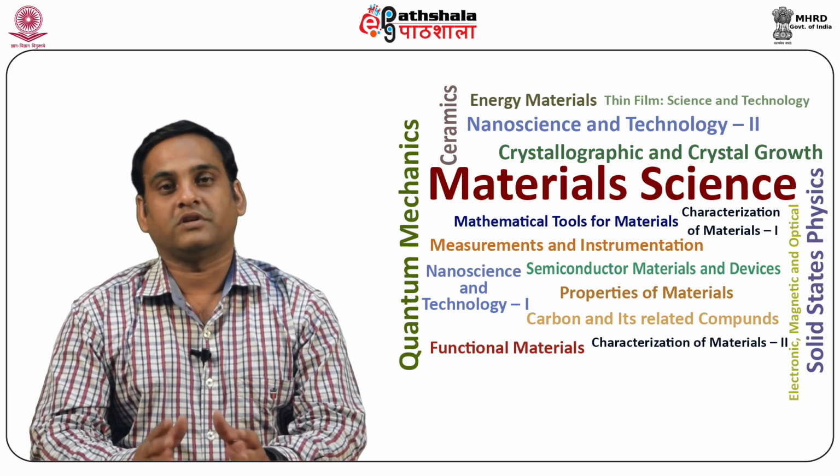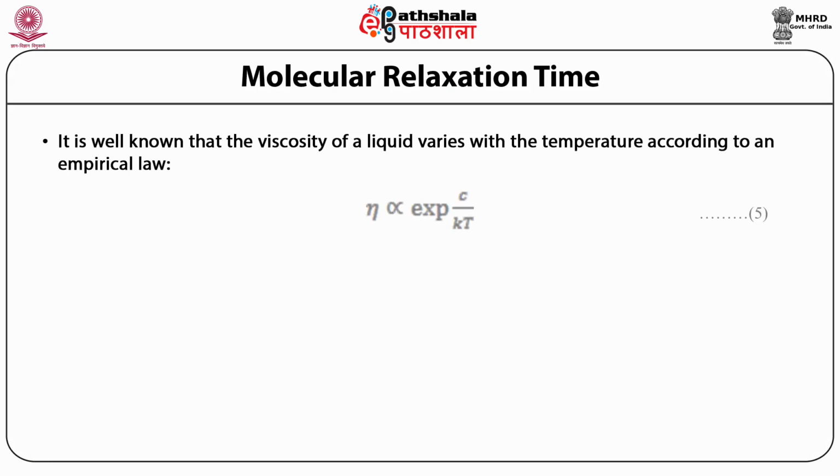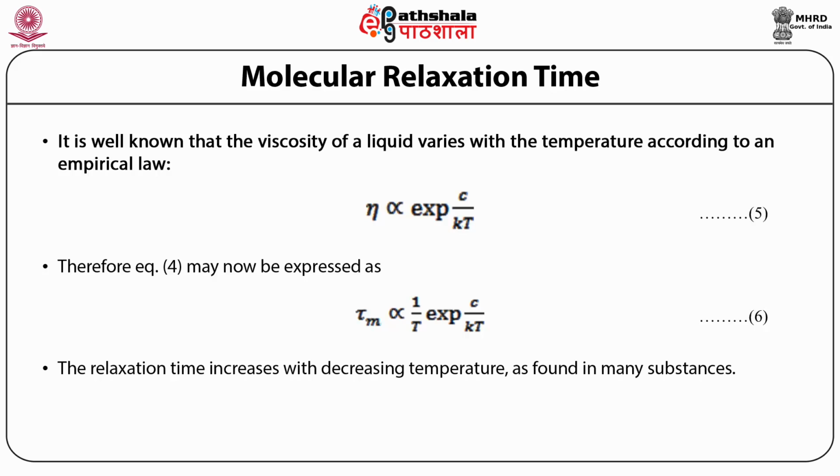Equation 4 is however expected to be valid only approximately because the internal friction hindering the rotation of the molecule, which is a molecular parameter, is equated to the viscosity, which is a macroscopic parameter. It is well known that the viscosity of a liquid varies with the temperature according to an empirical law: eta is proportional to exponential of C over kT, in which C is a constant for a given liquid. Therefore, equation 4 may now be expressed as tau m is proportional to 1 by tau into exponential of C by kT. The relaxation time increases with decreasing temperature, as found in many substances.